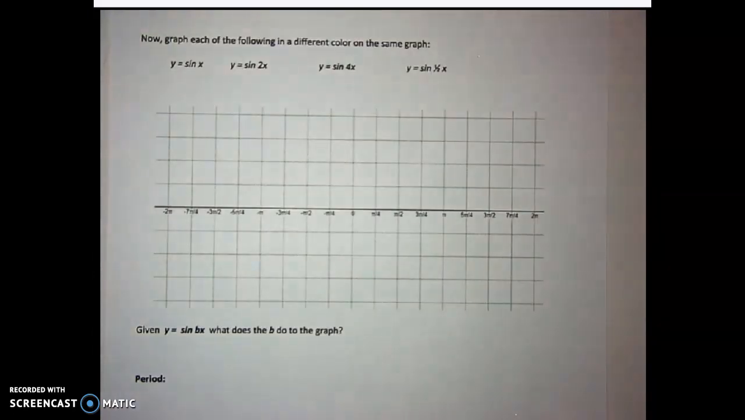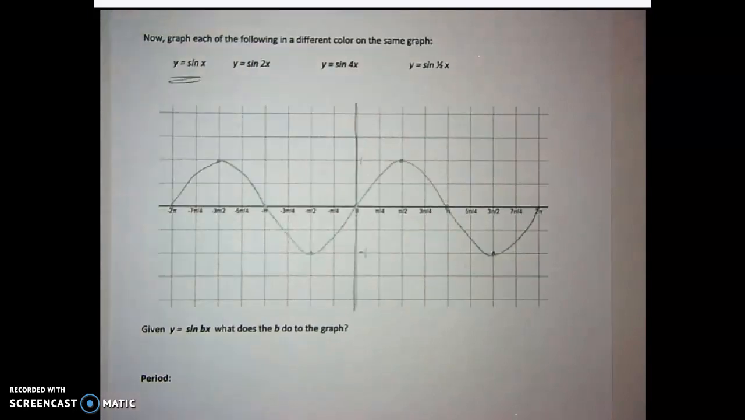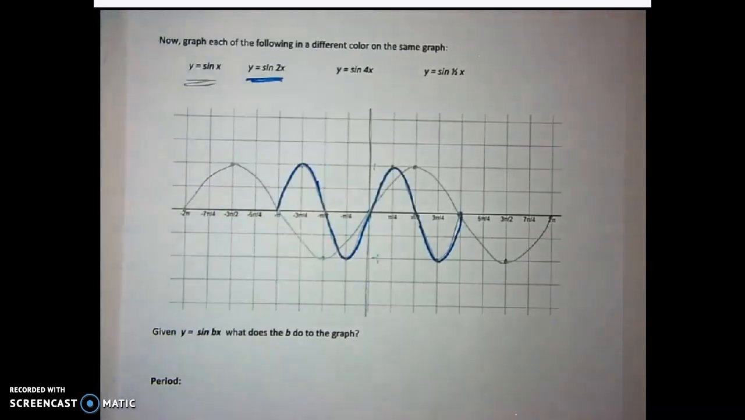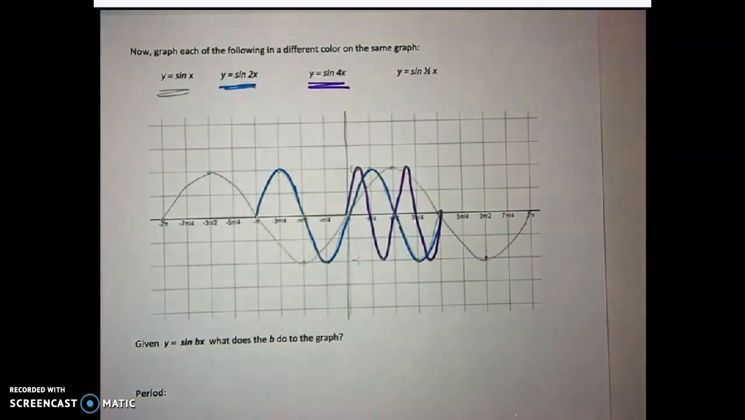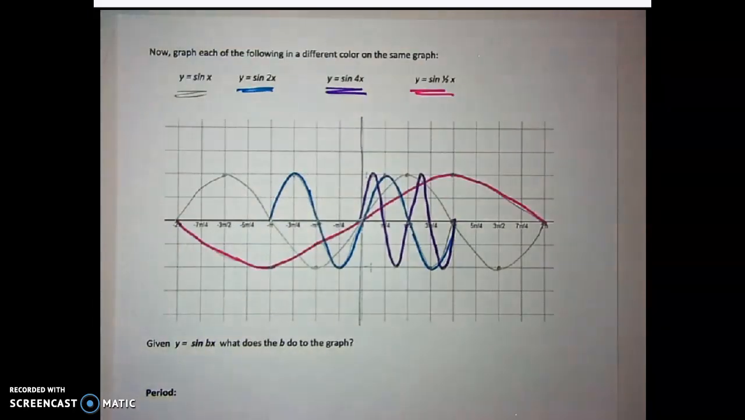Now let's take a look and see what the b does. I'd like you to do the same thing. Pause the video and use either your graphing calculator or Desmos to help you graph these four graphs on your paper. Try to use different colors. Again, to start, here's my basic parent graph of y equals the sine of x. Here in blue now we have the graph of y equals sine of 2x. Looks like it's getting really messy, but now in purple you can see the graph of y equals the sine of 4x. And now in pink you can see the graph of y equals the sine of 1/2 x.